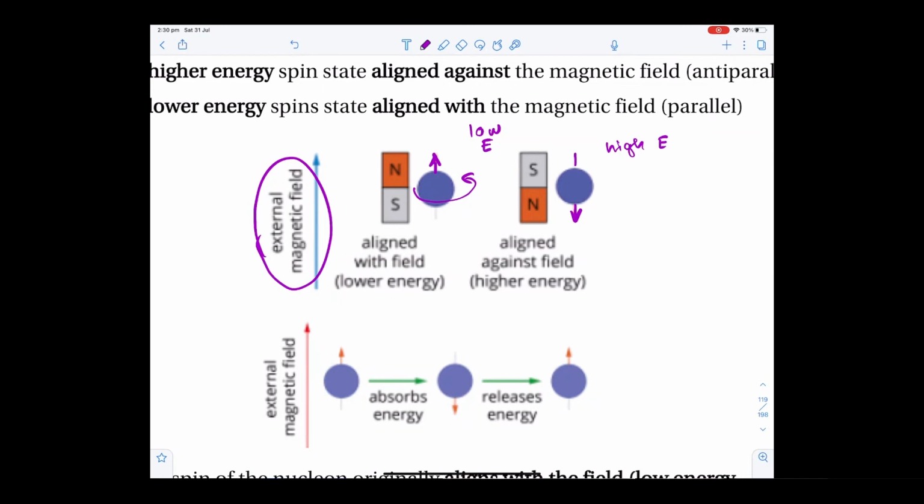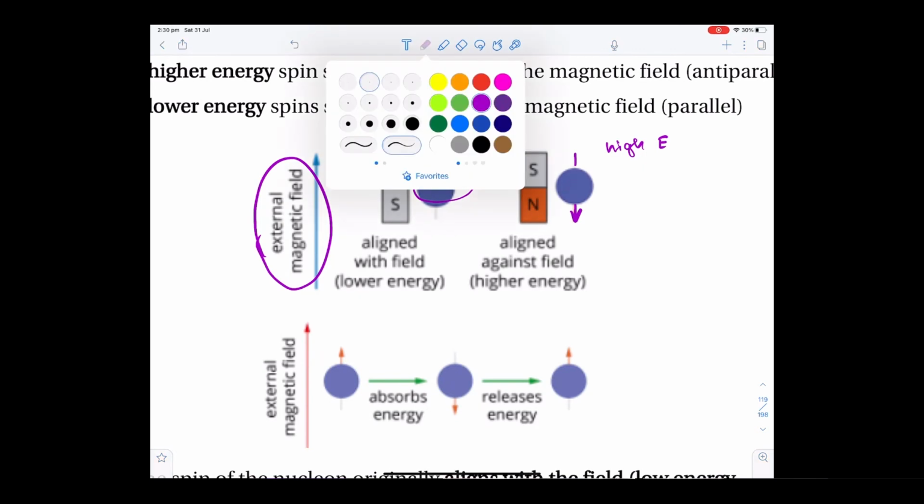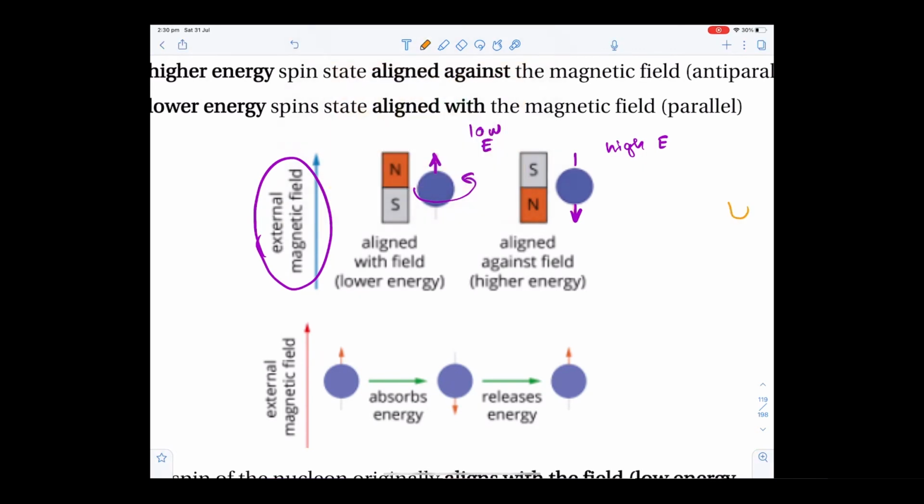And this is usually going to be in the form of electromagnetic radiation. In NMR, the energy source we always use is radio waves. Okay? So the energy source that will cause a nucleon or a nucleus to alter its spin to a high energy configuration is going to be radio waves.